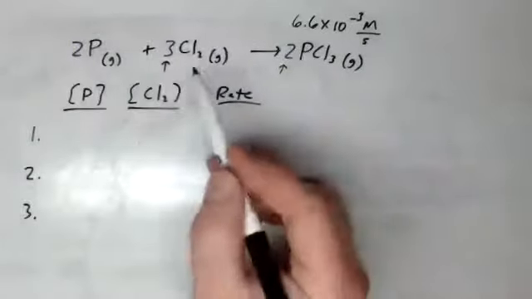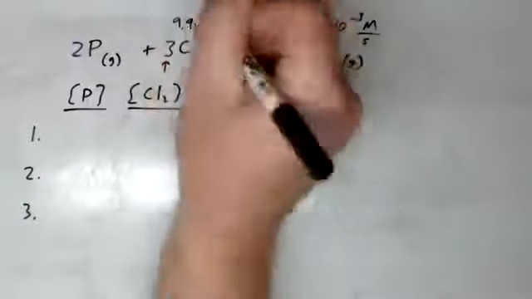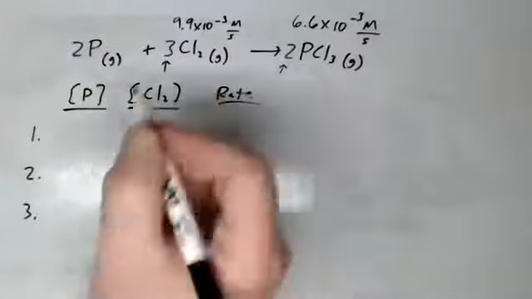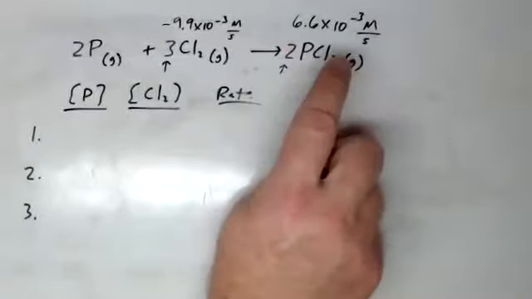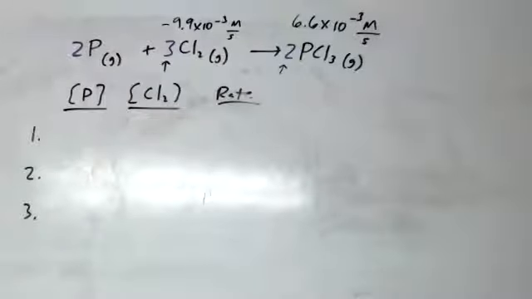So if we've got a 2 to 3 ratio, that means the rate of disappearance of Cl2 is going to be this. You can even put a negative sign in the front if you'd like. So as we make 6.6 times 10 to the negative 3rd molarity per second of PCl3, we will lose 9.9 times 10 to the negative 3 molarity per second of chlorine. What would be the rate of disappearance of phosphorus? Who can tell me that?